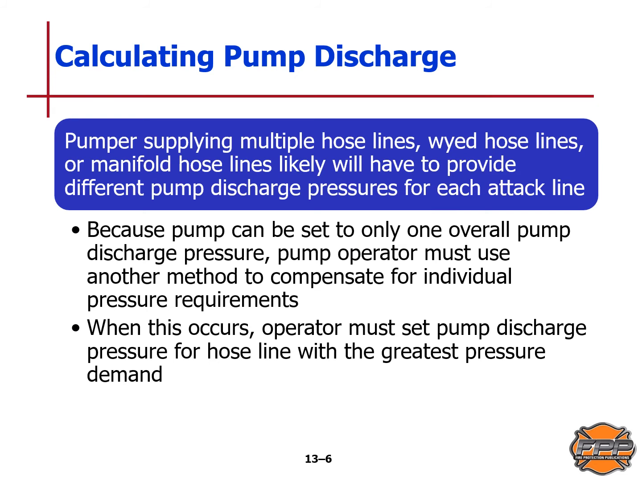The pumper supplying multiple hose lines, wyed hose lines, or manifold hose lines will likely have to provide different pump discharge pressures for each attack line. Because the pump can be set to only one overall pump discharge pressure, the pump operator must use another method to compensate for individual pressure requirements. When this occurs, the operator must set pump discharge pressure for the hose line with the greatest pressure demand.